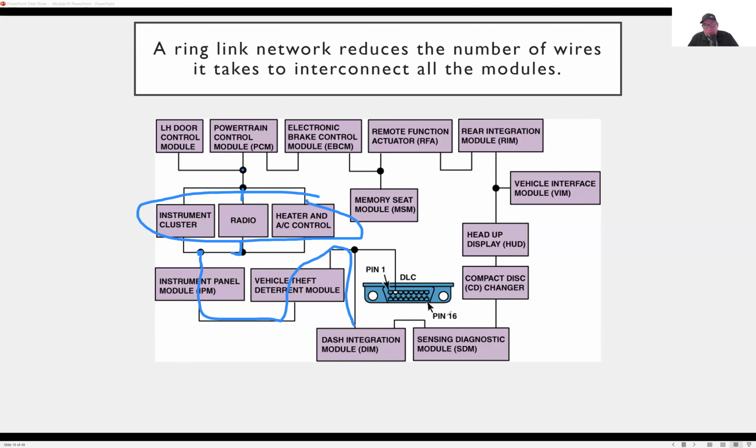But again, we can access this information through the DLC connector, the data link connector, which is our OBD2 connector, and it's located under the dash. That's a 16-pin connector, and we access all these modules through that connector on all vehicles. They're set up in a network where the information can move through the modules as needed. If a certain module doesn't need that information, it'll just pass it along, basically.